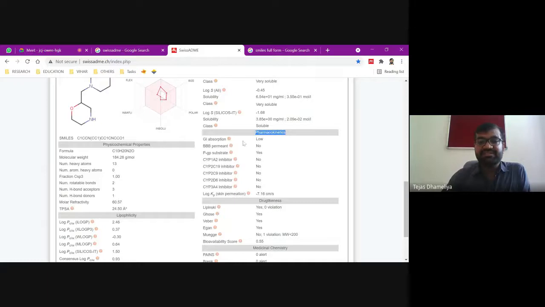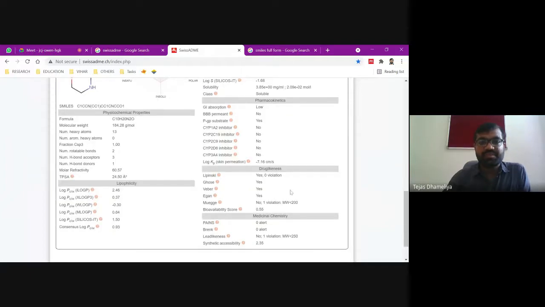Pharmacokinetic properties, GI absorption, according to the Boiled-Egg model. It can predict whether it is low, high, or no. So all this we can predict. Then we can predict metabolism also, whether it is going to be a CYP enzyme inhibitor, yes or no. We can predict this is not going to inhibit the CYP enzymes, CYP2D6, CYP3A4. So that's why it is mentioned no.